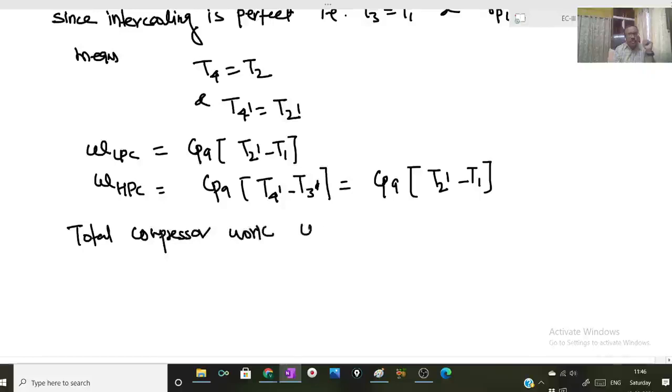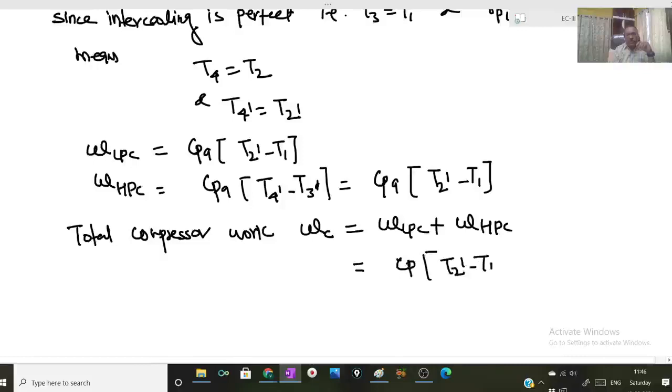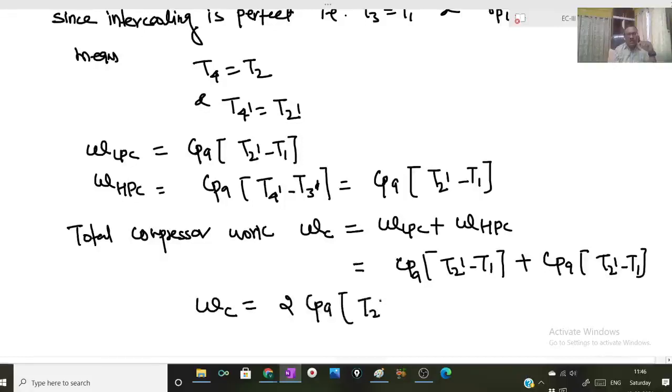W compressor is equal to WLPC plus WHPC. Because of perfect intercooling condition, this is going to be Cpa (T2 dash minus T1) plus Cpa (T2 dash minus T1), or W compressor total will be twice of Cpa (T2 dash minus T1). Okay.